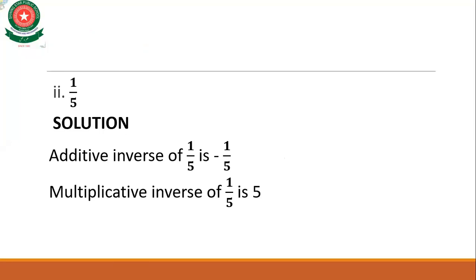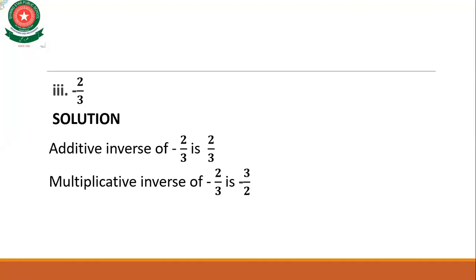Now part number 2, 1 by 5. Here the additive inverse of 1 by 5 is minus 1 by 5. And the multiplicative inverse of 1 by 5 is 5. Here the answer is 5 because if we don't write 1 in the denominator, then there is no problem.